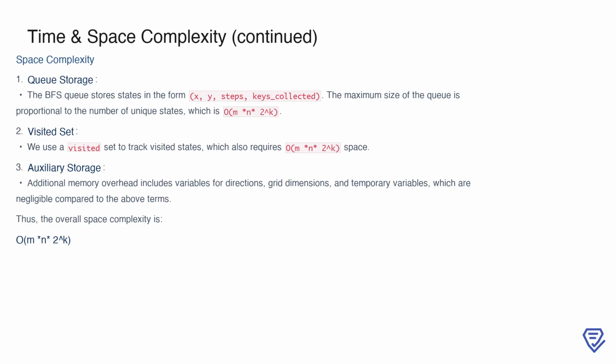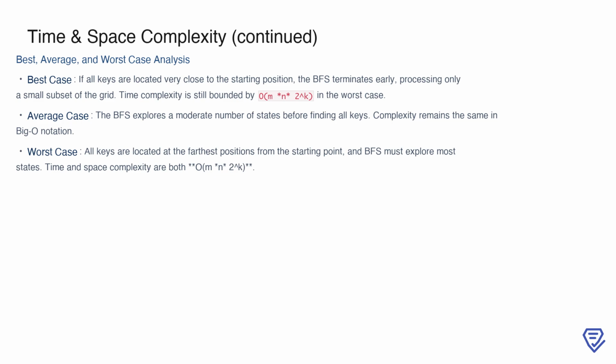As a result, the overall space complexity is also O of M times N times 2 to the power of K. To better understand the complexity, let's discuss the best, average, and worst-case scenarios. In the best case, all the keys are located very close to the starting position. Here, the BFS completes after exploring only a small portion of the grid. However, even in this case, the time complexity is still bounded by O of M times N times 2 to the power of K, as that's the worst-case upper limit.